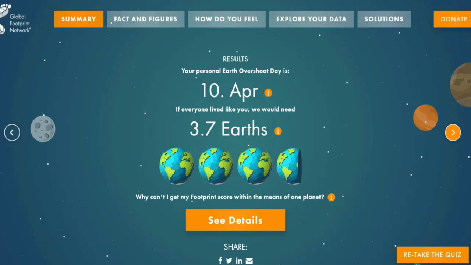And what we can see here is that if every single person on the planet lived exactly as I do, we would need 3.7 Earths. So we can see that my personal Earth overshoot day is on the 10th of April. So despite many of the different actions that I undertake to try and minimize my impact, it's still quite high. And this is partly because of the variety of resources that I have access to in Australia and some things that are quite difficult to control.